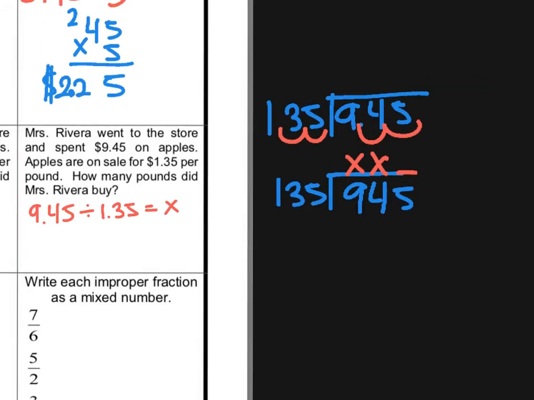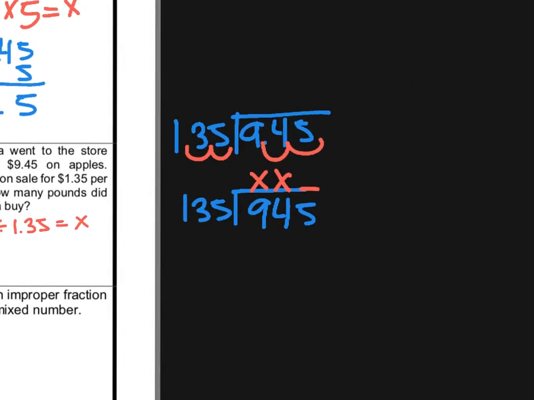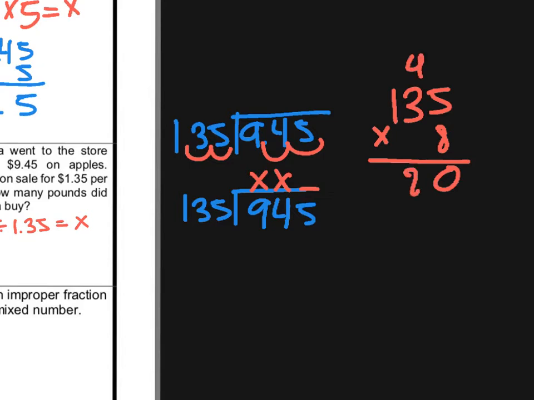So let's go and zoom out for a bit. Let's see what happens when you make 135 times 8. 5 times 8 is 40, carry the 4. 8 times 3 is 24, add 4 is 28. 8 times 1 is 8, add 2 is 10. As you can tell, multiplying by 8 will be too high because that'll give you 1080.